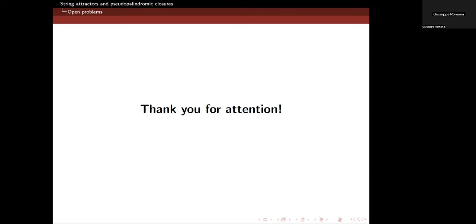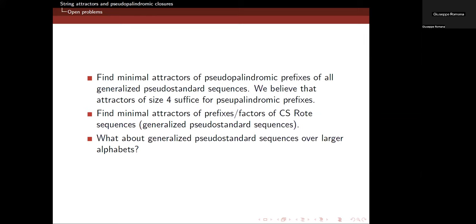It was very nice. And I had a question about your last slide on the open problems. About this conjecture on having a string attractor of size 4 that is sufficient for the pseudopalindromic prefixes, is this an experimental observation, or do you have some kind of conjecture to say that?